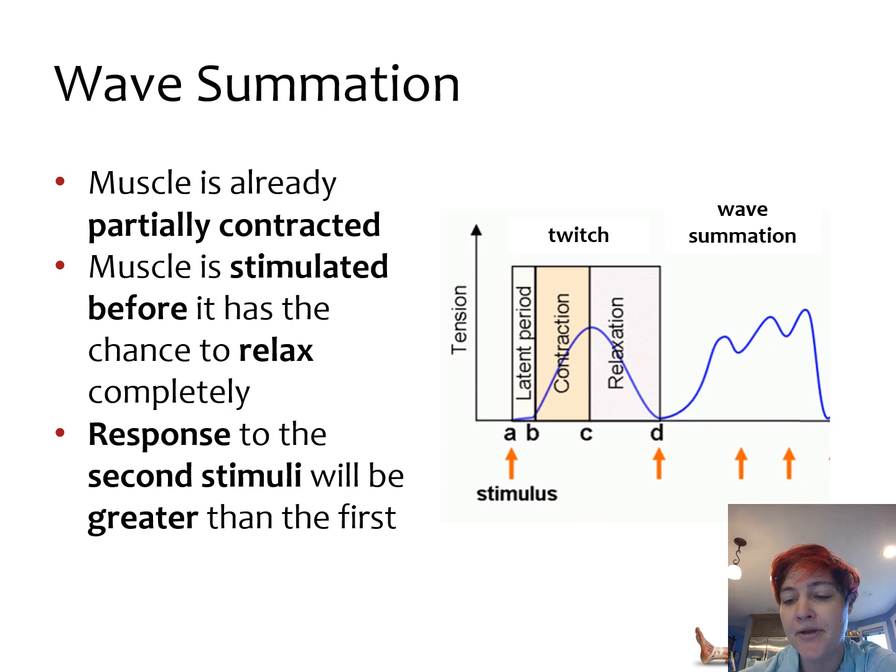Wave summation happens. It's not like treppe. Treppe, remember, is when we come all the way back down and hit our relaxation state again. Wave summation is like, no, we're not doing that. As soon as we hit that repolarization peak, we start depolarizing again. And you can see that's what's happening over here on the right of the graph. You'll see that the response to the second stimulus will be greater than the first.